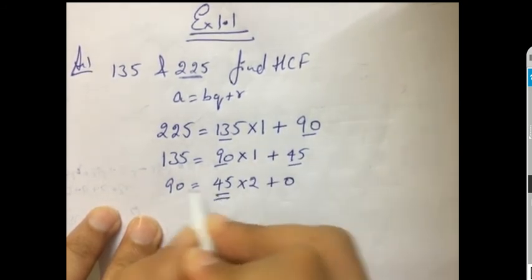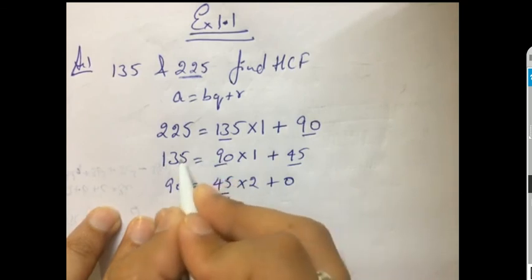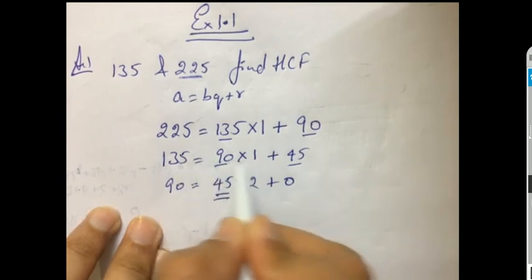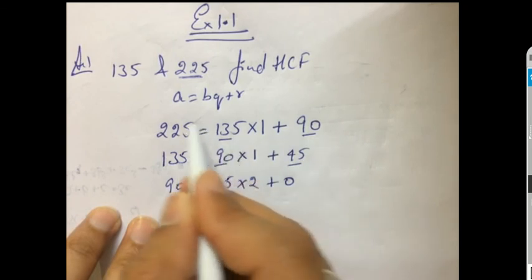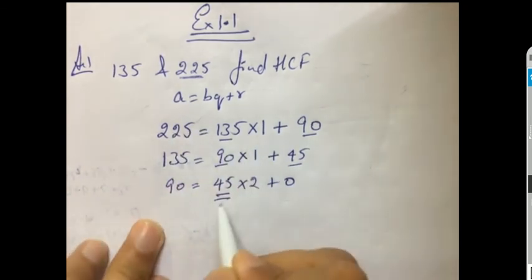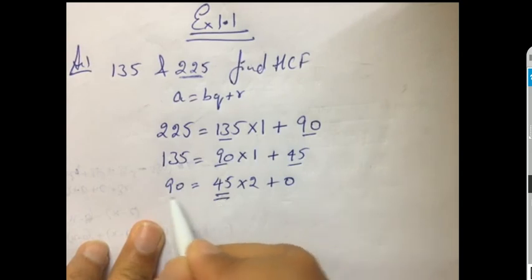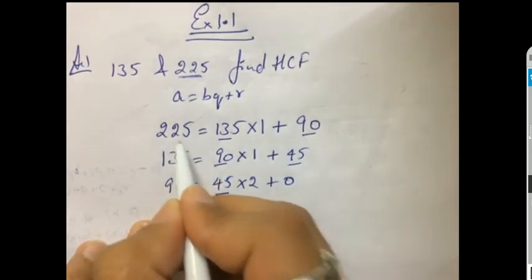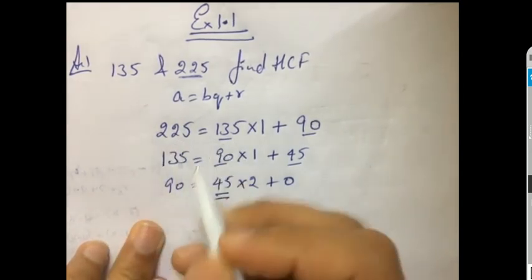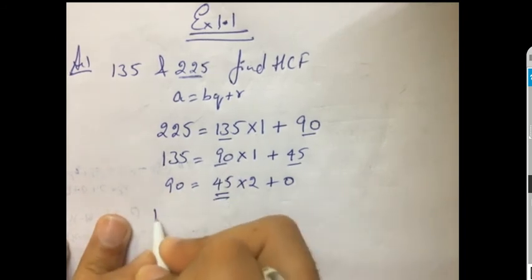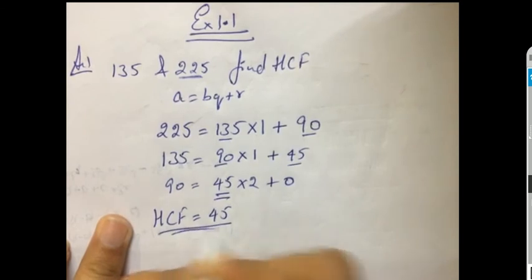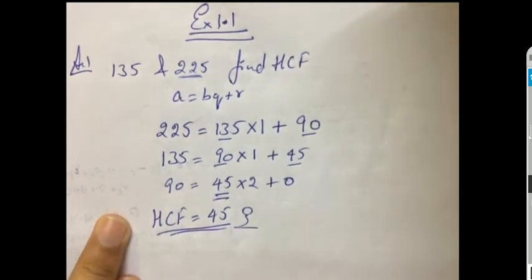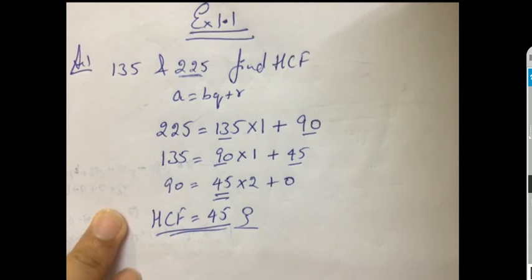As 45 satisfies 90, 90 will satisfy 135 with 1, and 90 and 135 satisfies 225 with 45. That is the number which can satisfy all of them and both the numbers 225 and 135. 45 will be your HCF. This is how you can find HCF of any two numbers using this algorithm.